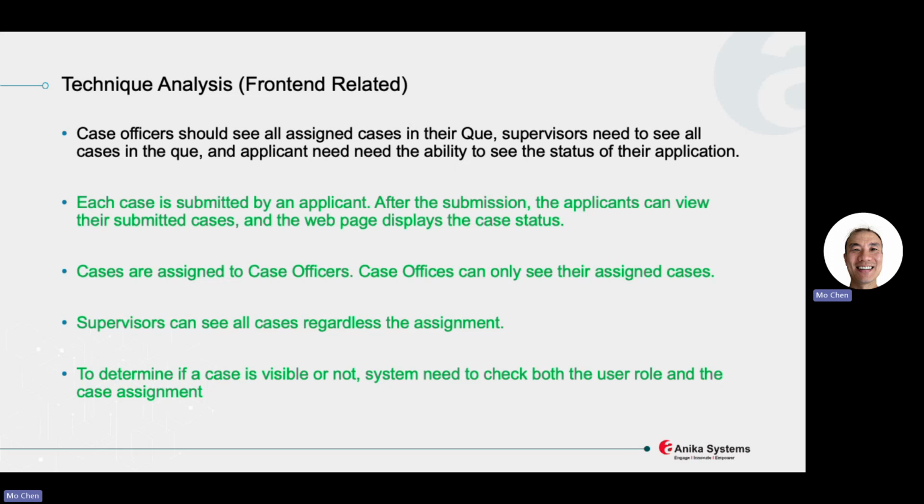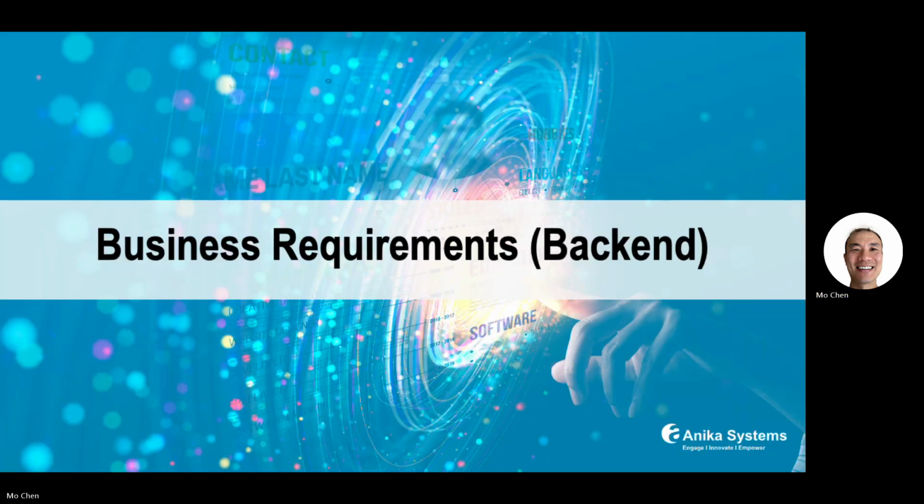Therefore, the system can not only use the user role to determine the visibility, but also use the external keys from the case record to identify the allowed users. The only exception is the supervisor, who can view all the cases regardless of the assignment. Now we have a good understanding of the scope of the work in the front end. Let's take a look at what we need to do for the back end.